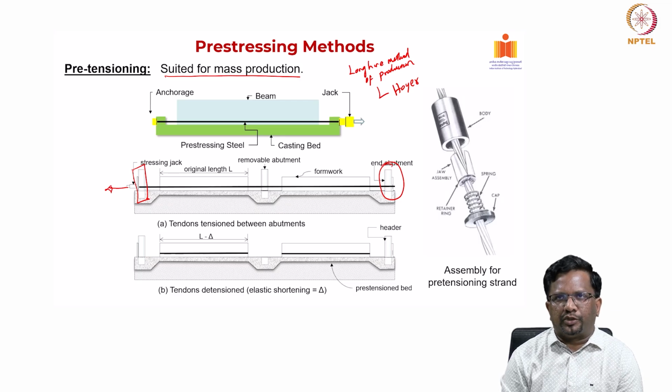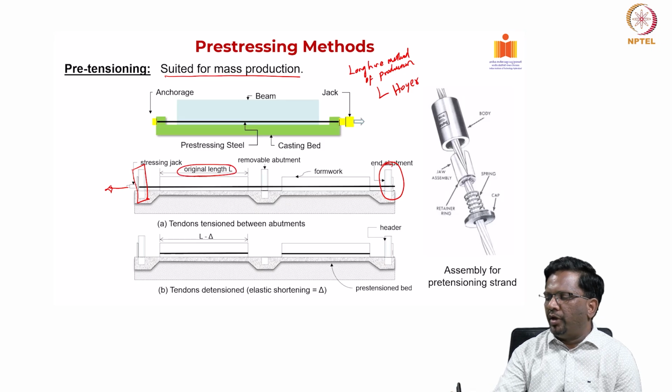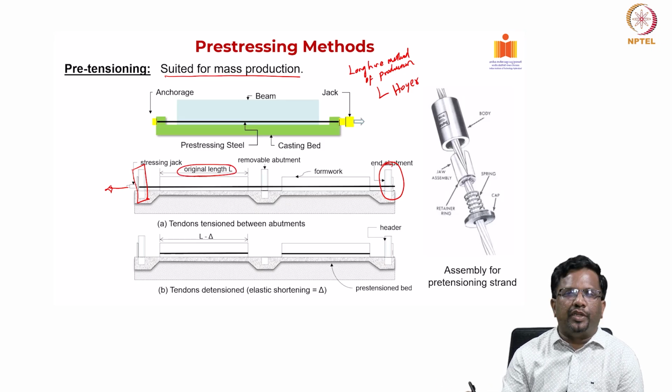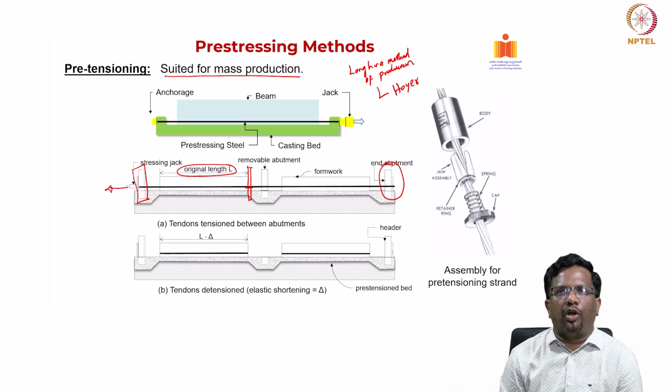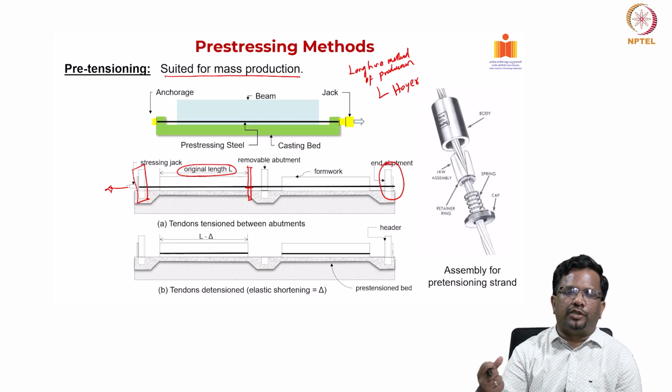You pull to the required amount of prestressing, and you can make elements of whatever length you want. You can also have formworks in between that are attached with holes where the tendon can go through. Then we can also have some removable abutments, depending upon the type of element that we are casting. So once the tendons are detensioned, what are the detensioning processes? Once all the concrete is poured, the concrete is going to bond with the already tensioned steel.